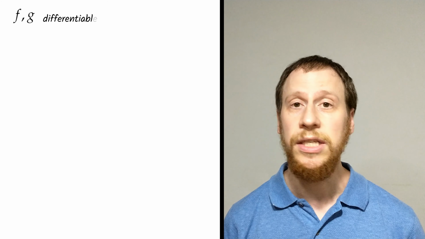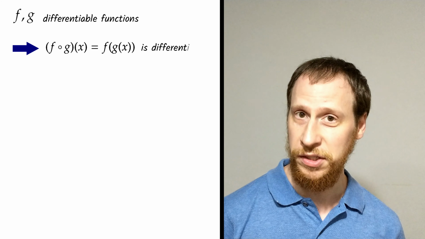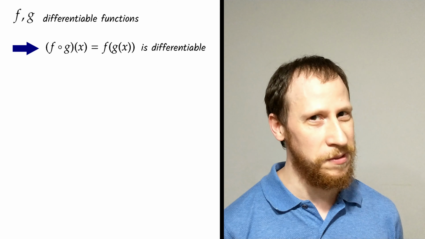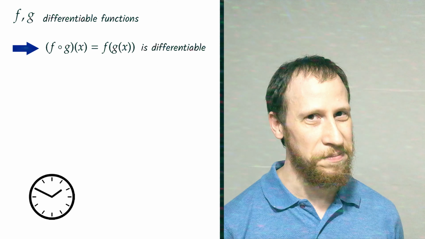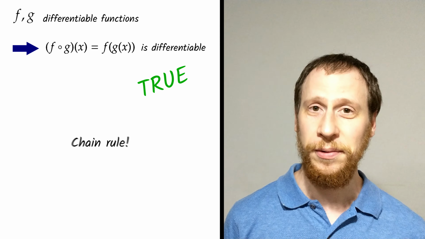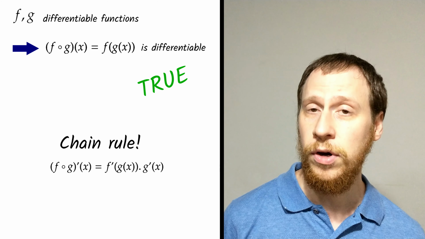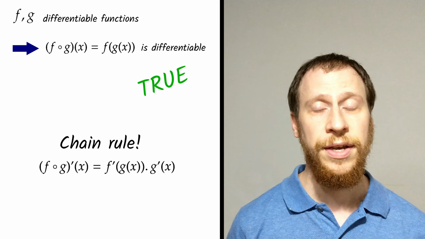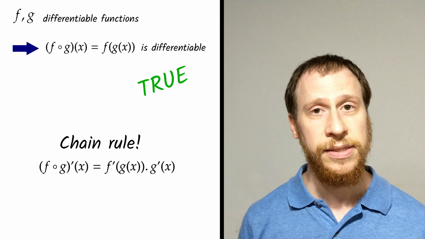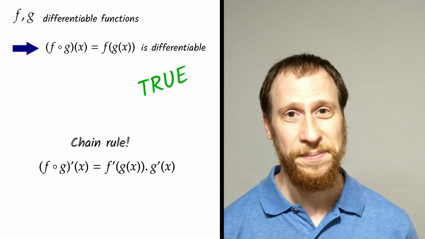The next statement is, if f and g are differentiable, then their composition is also differentiable. True or false? This statement is true. It's the chain rule. Do you remember it? It says that the derivative of the composition equals f prime of g of x times g prime of x. Let's go and prove it.